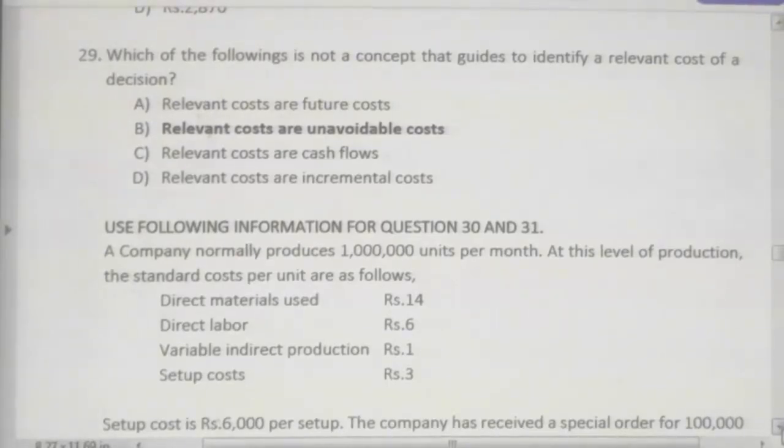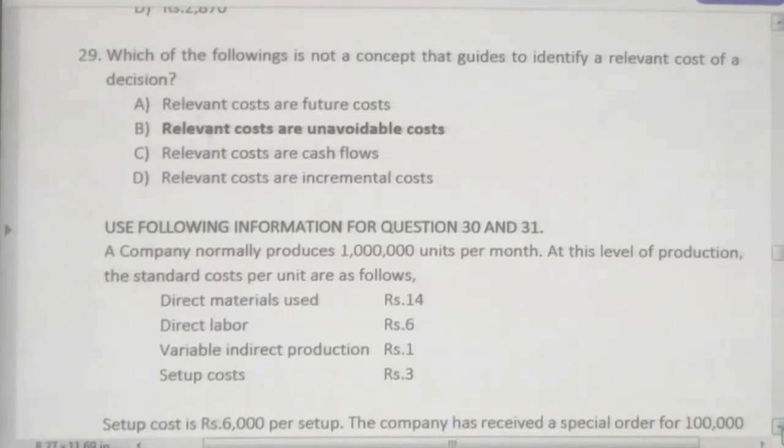Therefore, the answer is B, relevant costs are unavoidable, because you can't say relevant costs are unavoidable if you can manage it. That's why you are taking a short term decision. Therefore, relevant cost is not an unavoidable cost, it can be avoided, right? Therefore, the answer would be B. That sentence does not match the relevant cost concept.